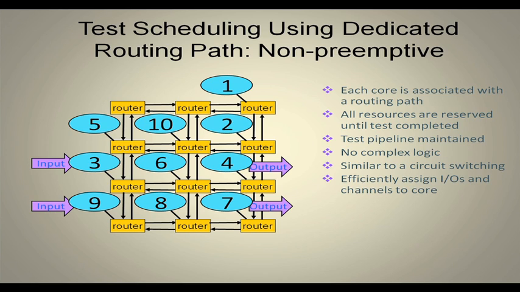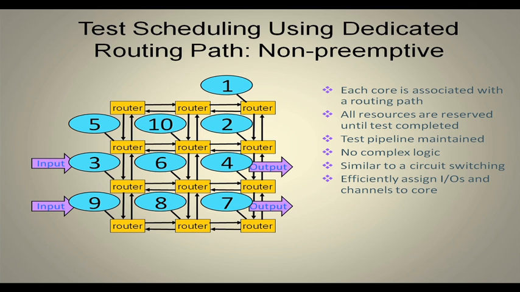No complex logic is required, because this is a simple transfer, and this routing is already implemented by the functional operation. In the functional operation of the NoC, the routing is already implemented, so no complex logic is necessary. It is similar to circuit switching, because in circuit switching, at the beginning of the message transfer the circuit gets established, and then the entire message goes through that circuit only. Similarly, here also the same thing is happening.